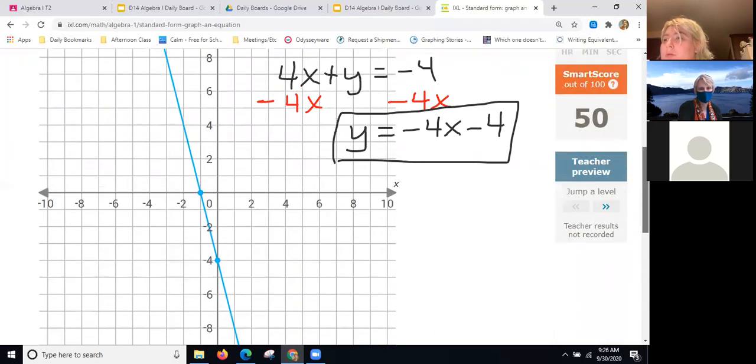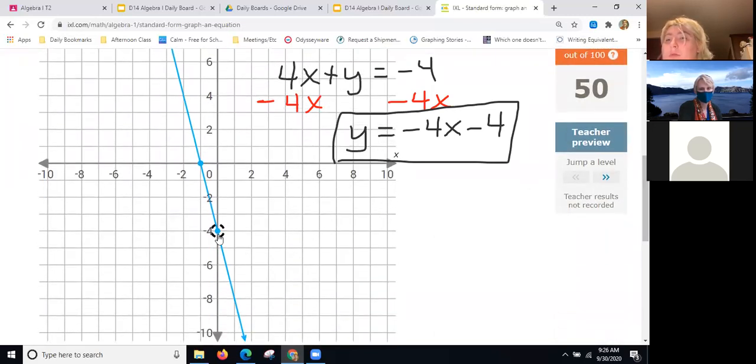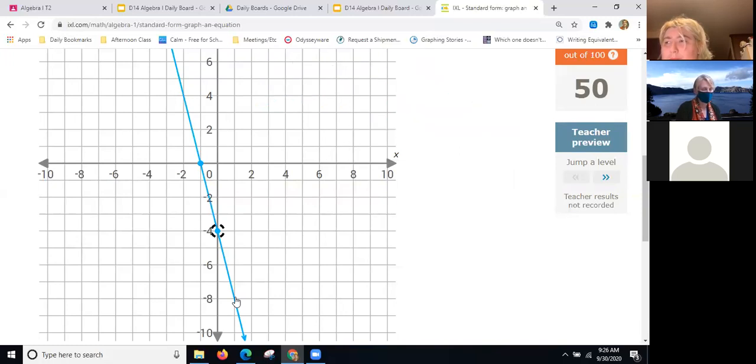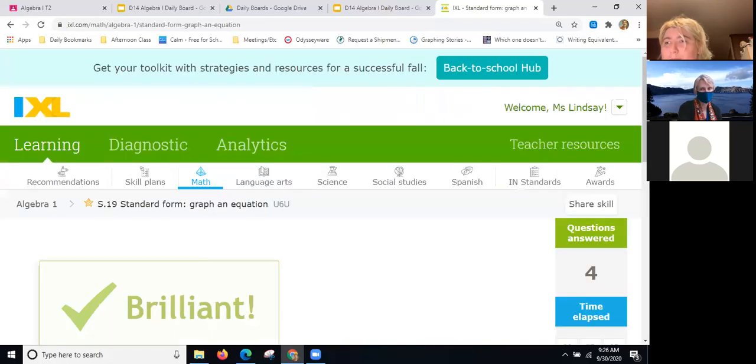We would have started at negative 4. There's negative 4, and we would have gone down 4, 1, 2, 3, 4, and over 1. And it would be the same line. So some people like to put everything in slope-intercept form and then graph. But to me, that seems like a little extra work, because that was pretty fast just to find those 2 points. But either way, that confirms that my graph is right, because if I had put it in slope-intercept form, it would be the same thing.